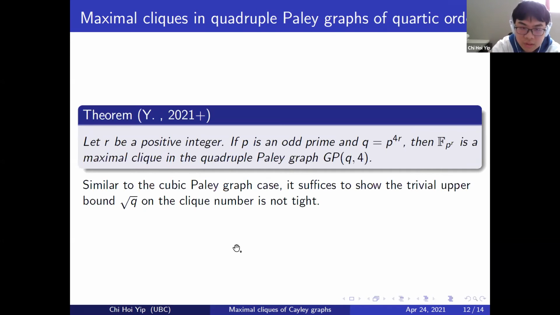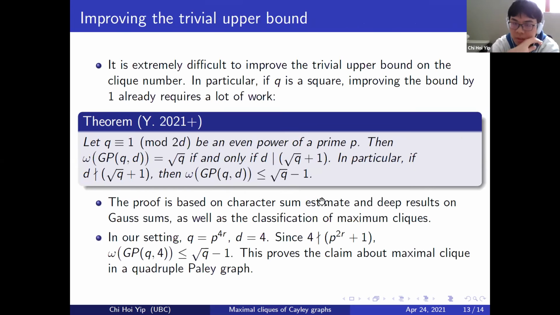And I will quickly finish the rest of the slides. For quadruple Paley graphs with quartic order, we also have a similar result. If Q is p^{4r}, we can also show that F_{p^r} is a maximal clique in the quadruple Paley graph with order Q. And similar to the cubic Paley graph case, it suffices to show that the trivial upper bound root Q on the clique number is not tight. In general, it's very difficult to improve the trivial upper bound on the clique number. In particular, if Q is a square, improving the upper bound by 1 already requires a lot of work.